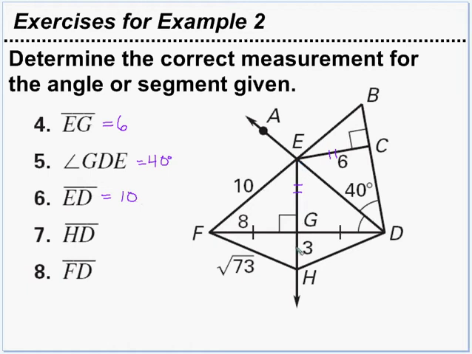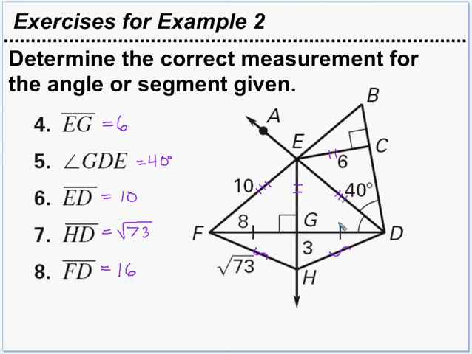We can tell that E is on the perpendicular bisector, EH, so it's going to be equidistant from the endpoints FD. HD is going to equal the square root of 73. H is also on the perpendicular bisector, which means FH and DH are going to be congruent. And finally, FD will equal 16.